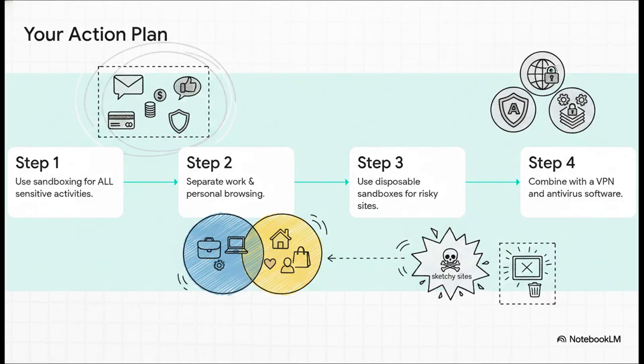So here's a little action plan. Step 1, use sandboxing for everything sensitive. I'm talking emails, social media, and especially online banking. Step 2, create totally separate dedicated sandboxes for your work life and your personal life. Don't mix them. Step 3, if you're going to visit a sketchy or unknown website, spin up a temporary disposable sandbox that you can just nuke afterward. And finally, remember that sandboxing is just one, albeit powerful, layer. You should always combine it with other tools like a good VPN and antivirus software for a complete defense.